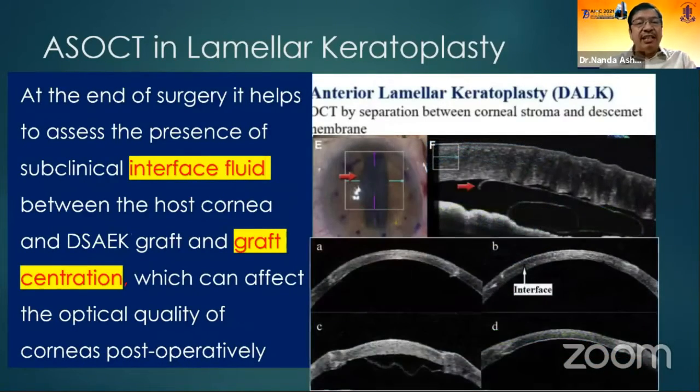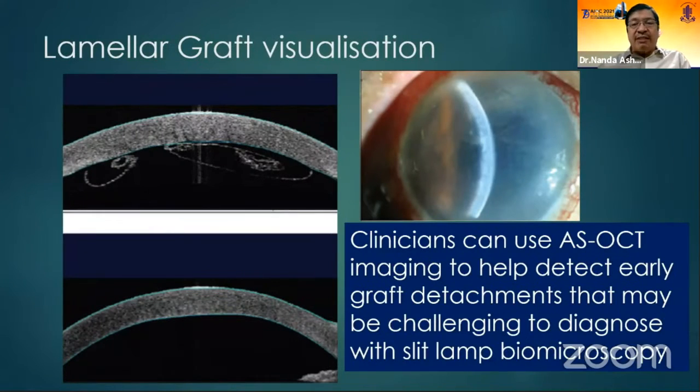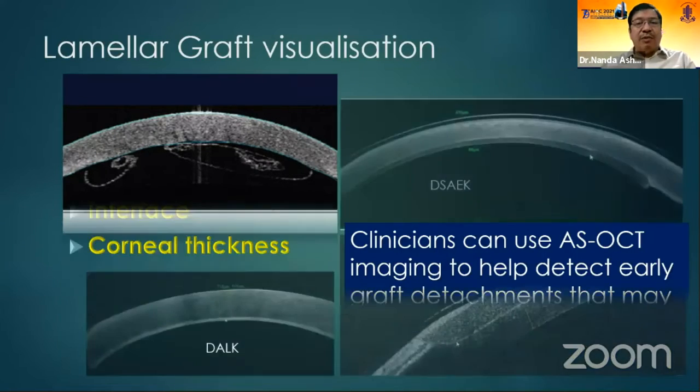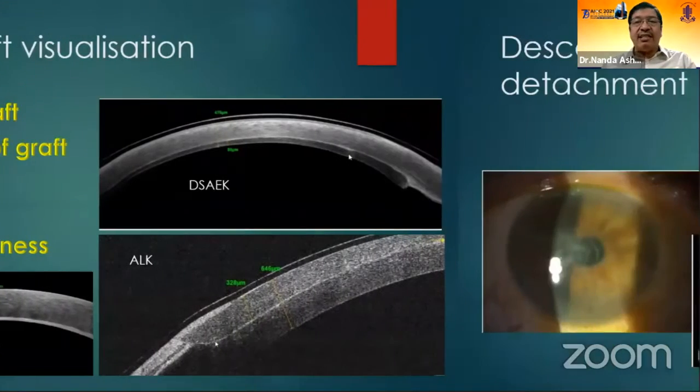At the end of the surgery, interface fluid can be seen, and graft centration also can be detected. In the early postoperative period, if the cornea is edematous, it can tell us whether the graft is detached, or if the Descemet's membrane ends are rolled up or not. In later cases also, it will give us a complete demarcation of the graft host junction and corneal thickness.